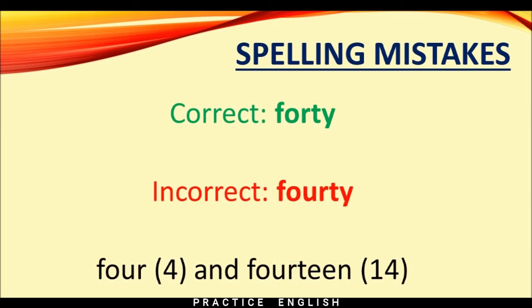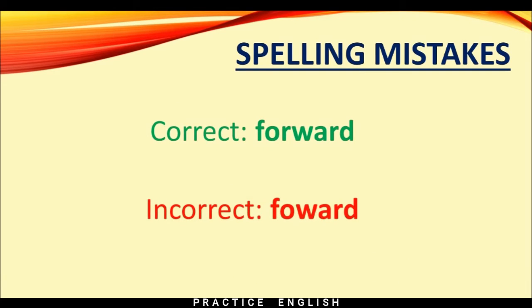English learners often get confused with the word forty. That's forty. The word forty does not have the letter U. The words four and fourteen both contain the letter U, but the word forty does not.